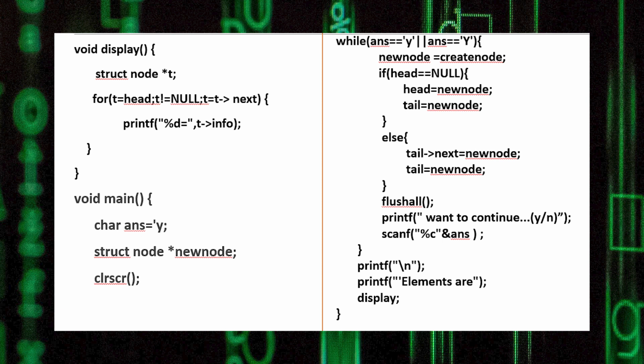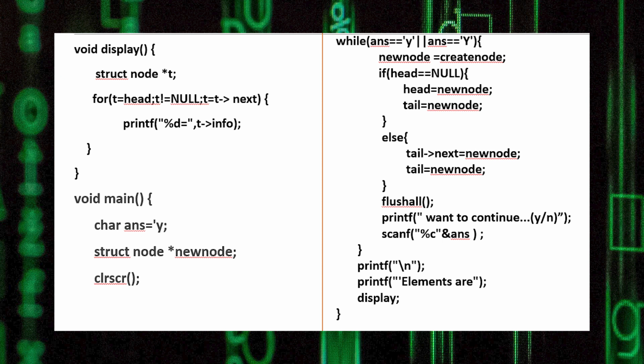There is also a display method. For the display method I am simply writing opening and closing curly braces. Inside this I am taking one variable, a struct node pointer t. I am taking a loop starting from t equals head, t not equal to null, and t equals t of next. This is how it will traverse the linked list, and it will simply print t arrow info as a decimal value. This is how we can print the linked list.